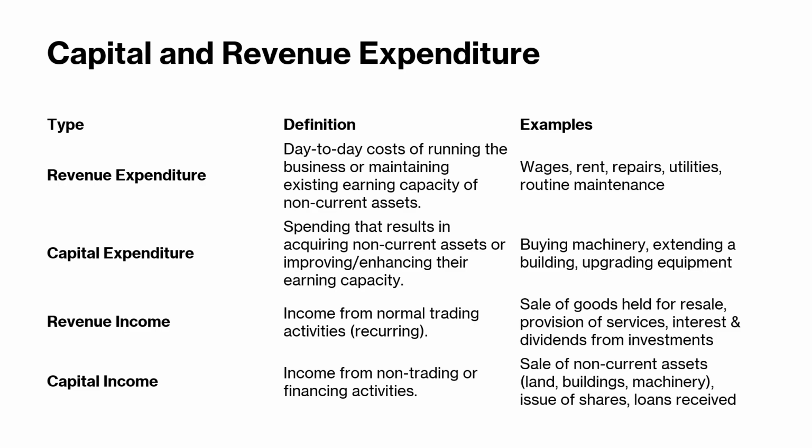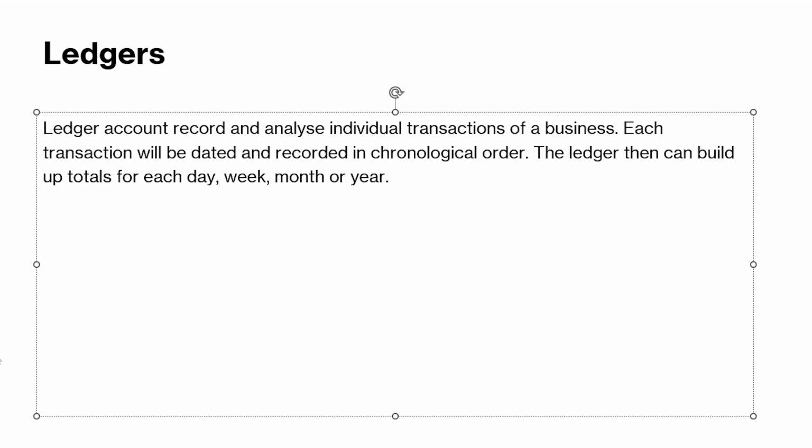Revenue income, income from normal trading activities. Examples are sale of goods held for resale, provision of services, interest and dividends from investments. Also, remember that dividends are paid from a company's retained earnings. Capital income, income from non-trading or financial activities, that is sales of non-current assets, land, building, machinery, issues of shares, loans received. Now let's move on to ledgers.